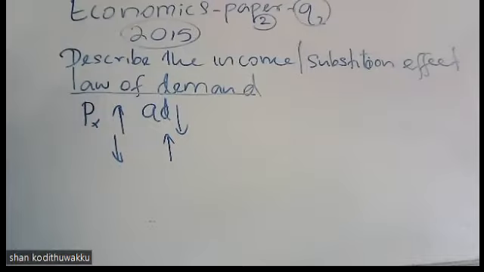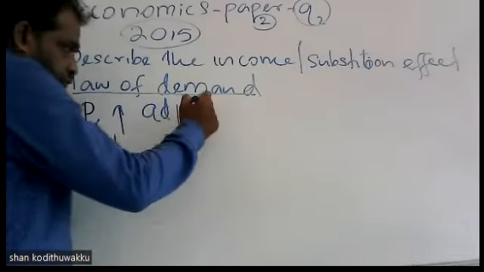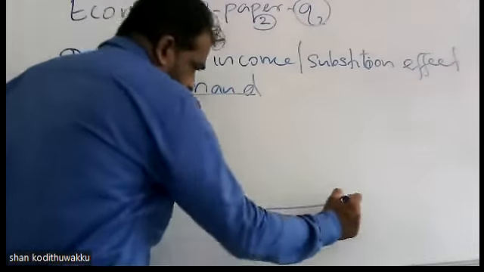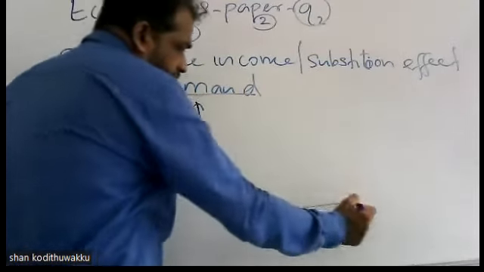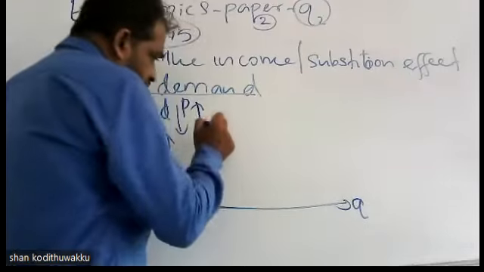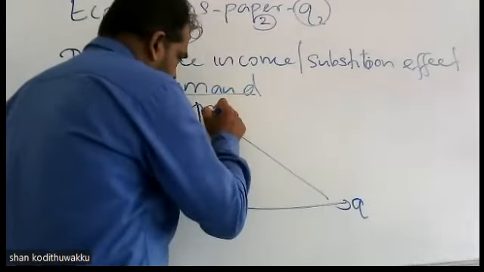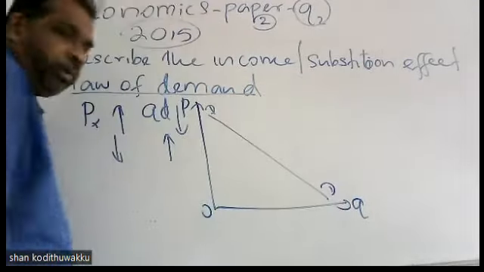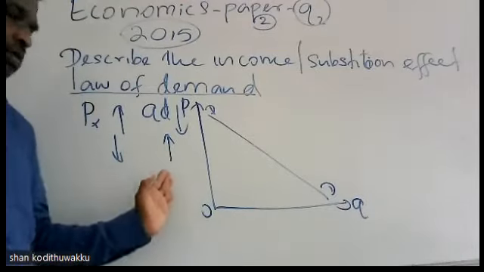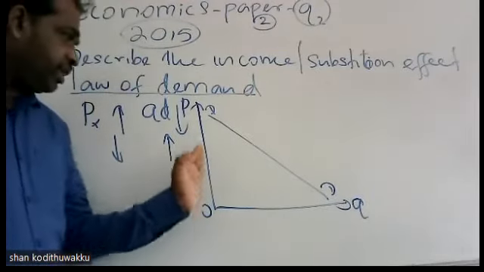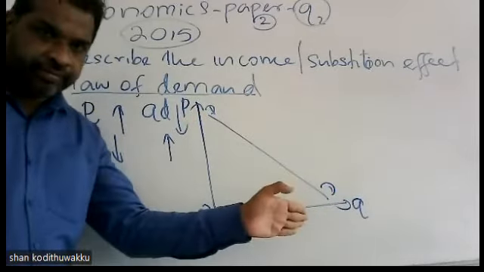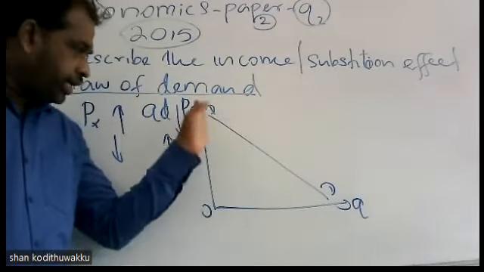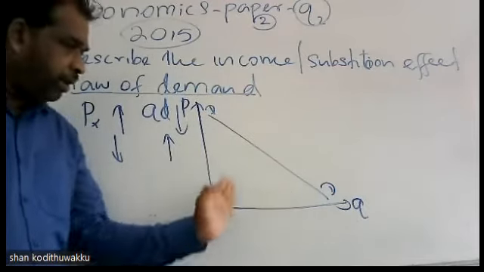Therefore, when you draw this diagram, this is P and this is Q quantity. This is our demand curve. Normally, the demand curve has a downward movement from left to right.